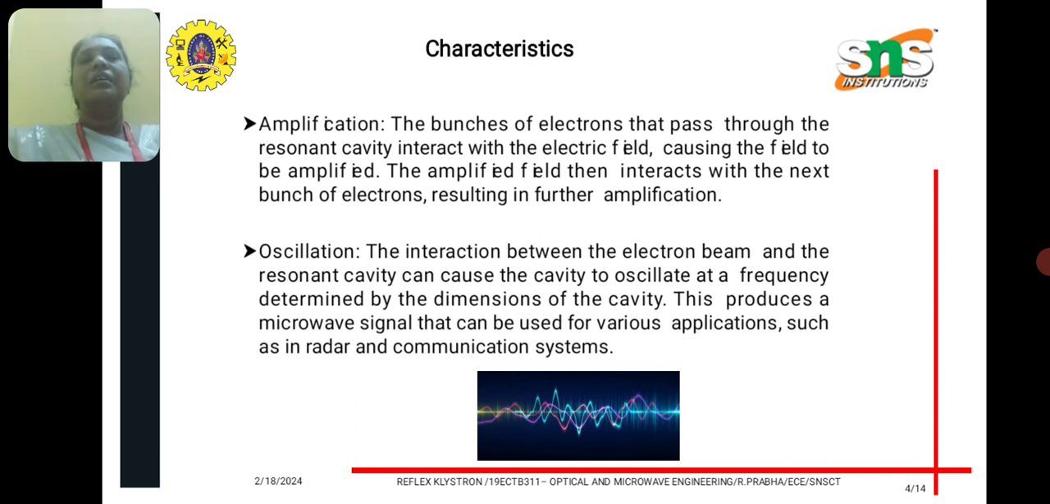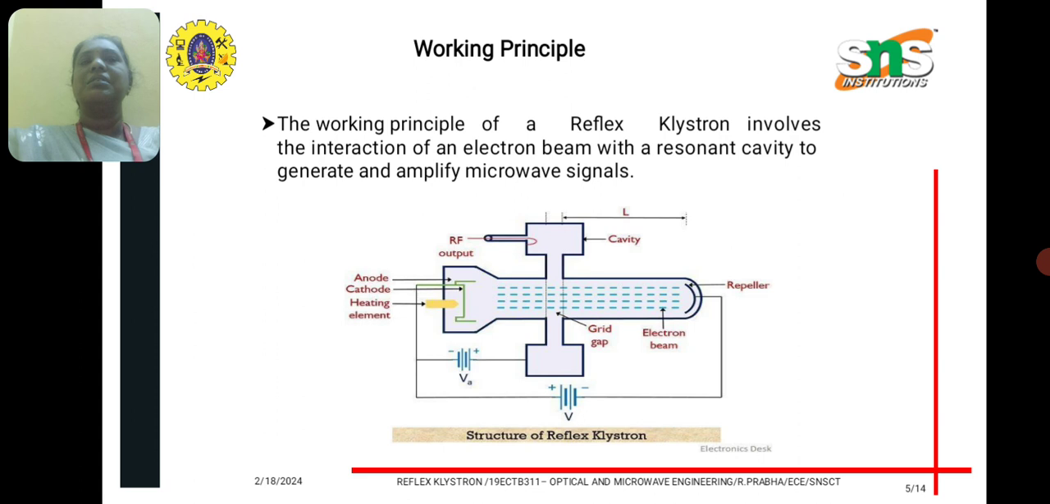Another important application is oscillation. The interaction between the electron beam and the resonant cavity can cause the cavity to oscillate at a frequency determined by the dimensions of the cavity. This produces a microwave signal that can be used for various applications such as in radar and also in communication systems.